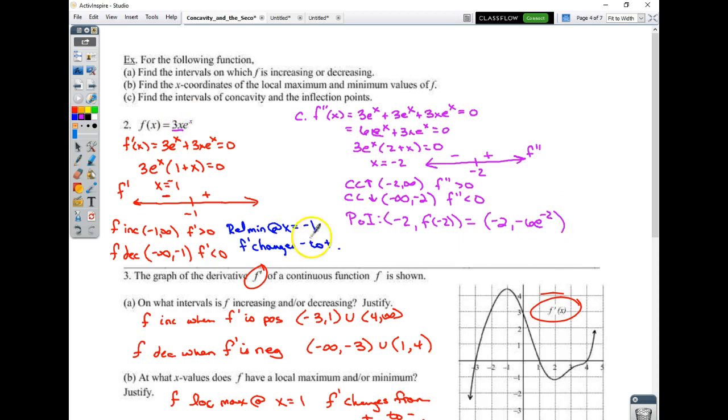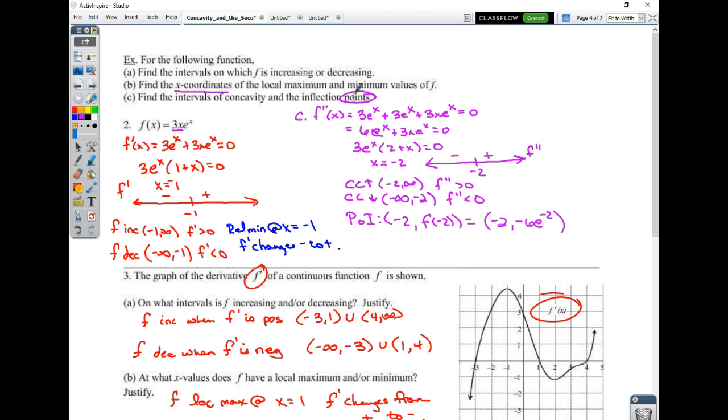We could do the same thing for the relative min. For those of you that are curious, we could actually find the point, but the question didn't call for the point. Notice the difference. X-coordinates of the local max and min versus the inflection point, which is the entire XY combination. That's 12 minutes. That seems like enough time to talk about those two questions.